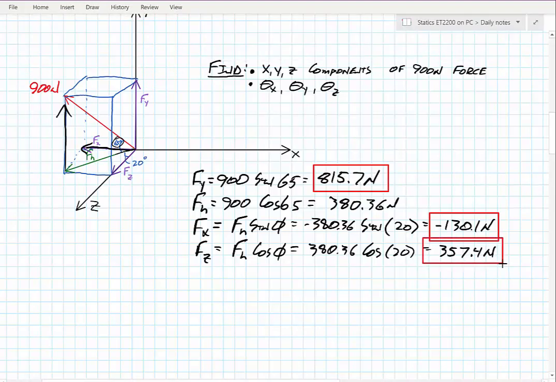Of course, from here you could also work backwards and find the magnitude of the force to prove it's 900 if I were given those three magnitudes, or find the angle.